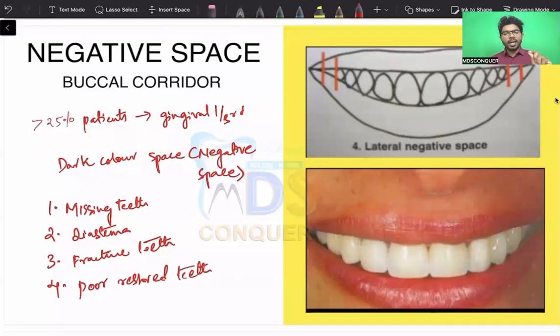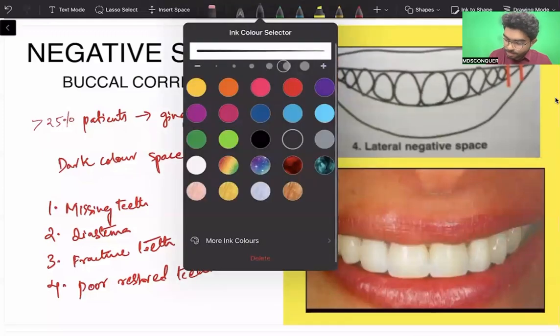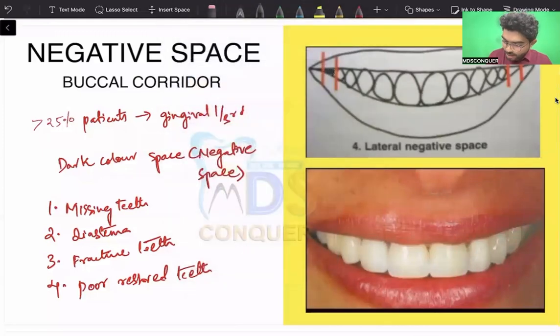This is basically the dark space. For example, in this particular diagram, you can see this dark space in the buccal corridor area. Right? Can you see this? This is a dark space that is seen in the buccal corridor area.